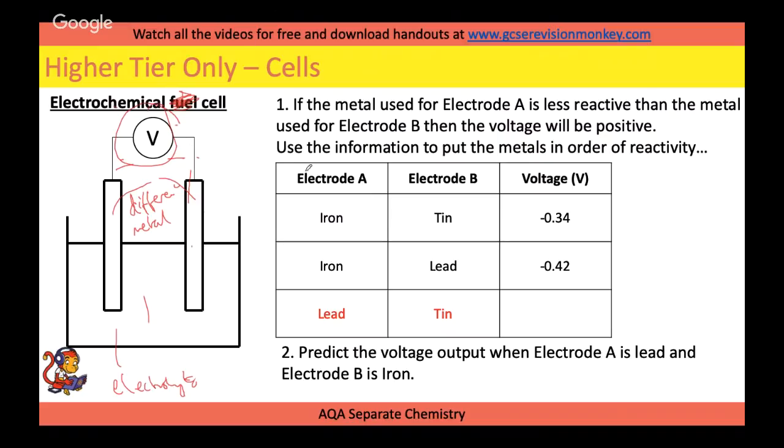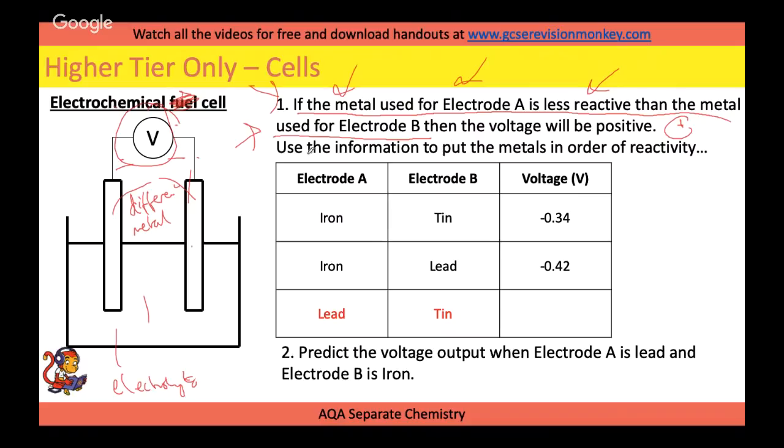With these kind of questions, you might get a question that says, if the metal used for electrode A is less reactive than the metal used for electrode B, then the voltage will be positive. They will give you that statement, okay? So don't worry about that. They'll tell you which way round it's going to be.